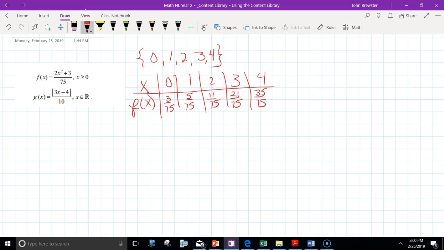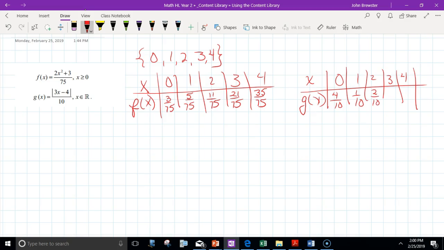Now we have to do g of x, so we do the same thing. x, g of x, and put in our numbers 0 through 4 in the top row, and then calculate what their probabilities would be. If we put a 0 in there, we get 4/10. Put a 1 in there, you get 3 minus 4, 1/10. It's absolute value. Put a 2 in there, you get 6 minus 4, 2/10. 3 in there would be 5/10. And a 4 in there is 12 minus 4, 8/10.